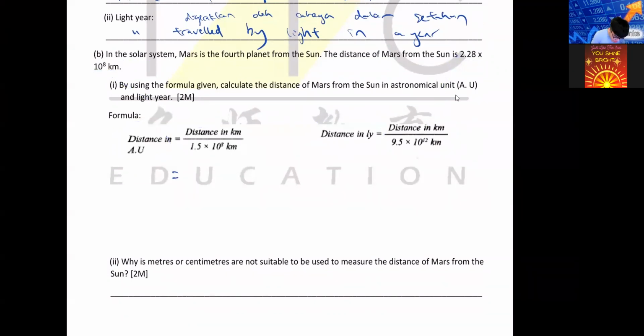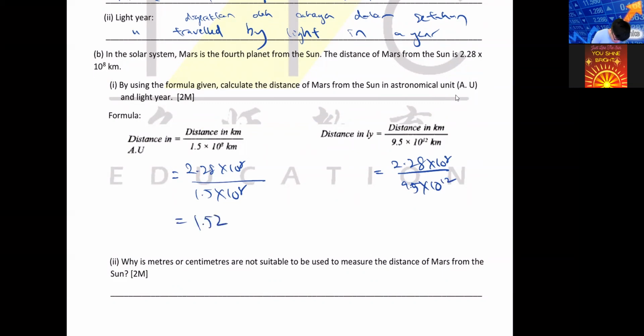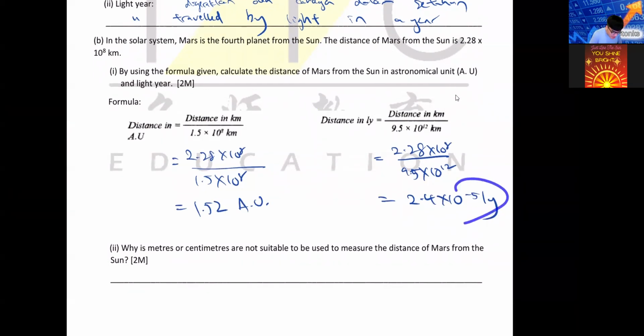The first one, 2.28 times 10 to the power of 8 divided by 1.5 times 10 to the power of 8. The second one is the same thing, divided by 9.5 times 10 to the power of 12. I'm going to give you the answer straight. The first answer is 1.52 AU. The second answer is 2.4 times 10 to the power of -5 LY. We don't really use light year because it's such a big number. Light year is really too far. If we measure a galaxy, then maybe we use light year. But in this case, AU is more suitable.